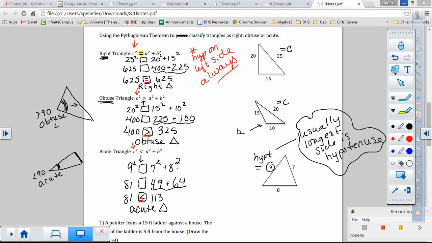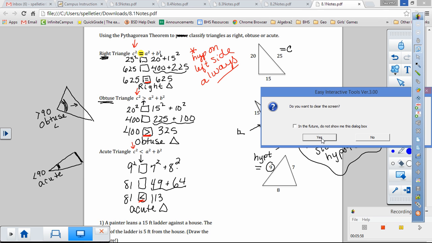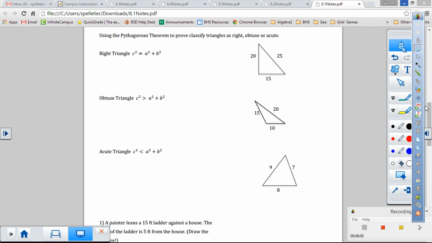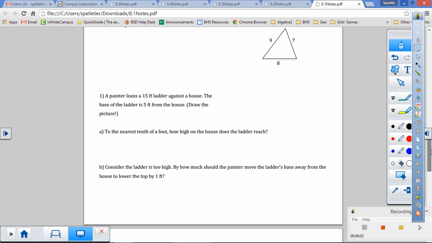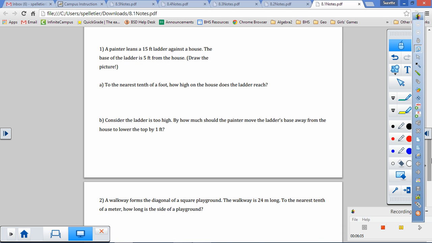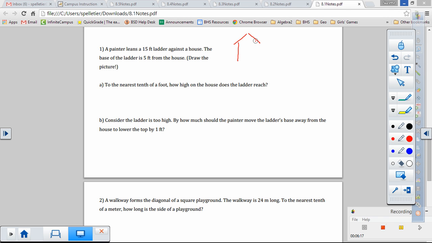All right, I'm going to scroll the page up. We're going to work on some word problems. See how you do with these. So let's clear the page, and let's scroll it down and start with this first problem. The question says, a painter leans a 15-foot ladder against a house. The base of the ladder is 5 feet from the house. Draw the picture. Picture is super important. So here's my house, right? I have a ladder leaned against the house, so here's my ladder.